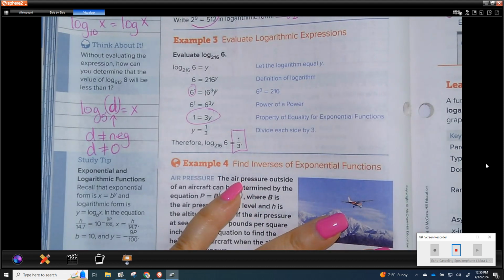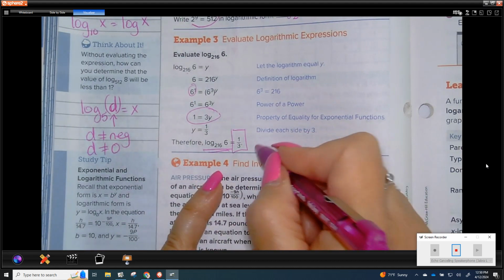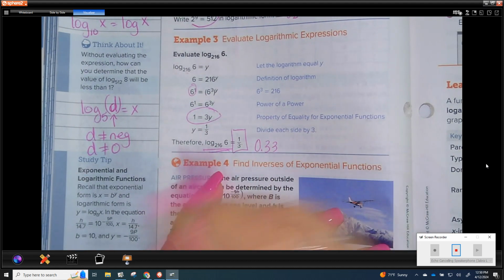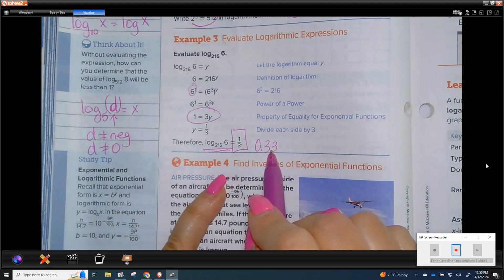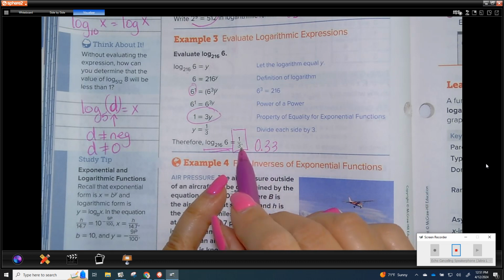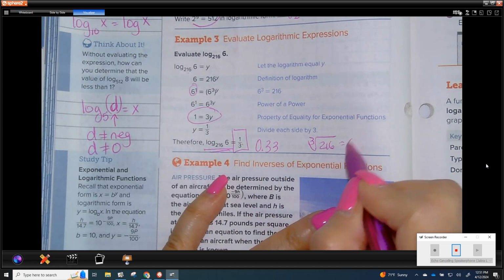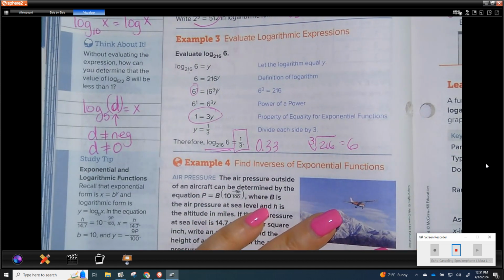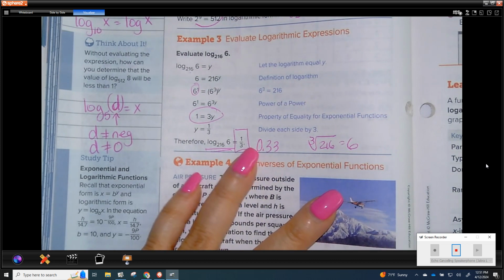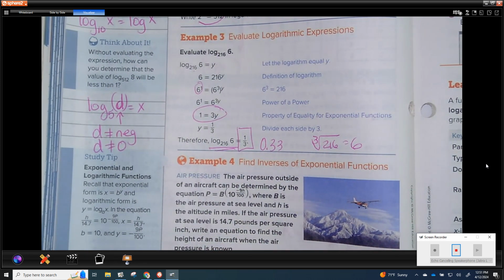Now your calculator, you could enter this like this, 1/3. Your calculator will probably give you this. I don't want to see this because this is a decimal. It doesn't tell me which root. This 1/3 tells me the cube root of 216 equals 6. So make sure your answers are in fraction form. If you don't know that 0.33 is 1/3, then you could do menu, number, change to fraction.